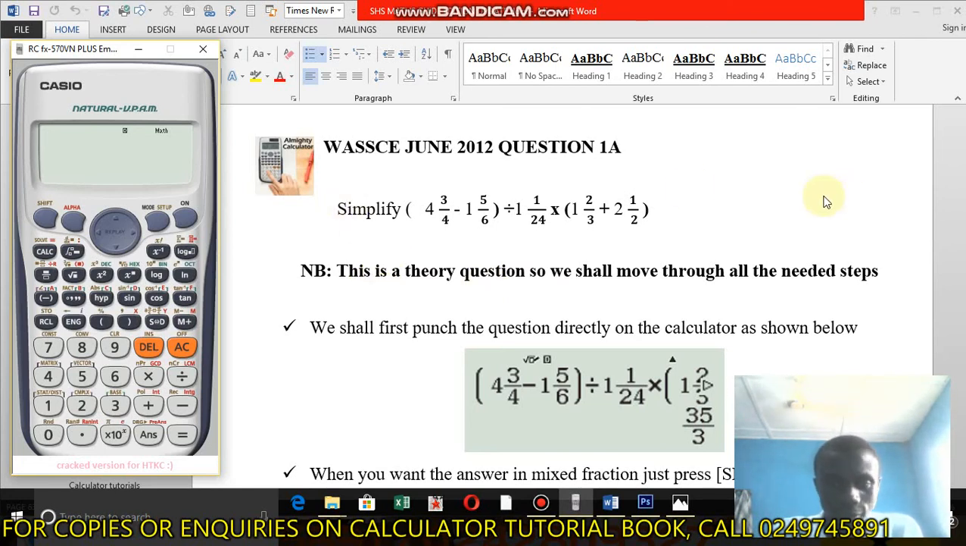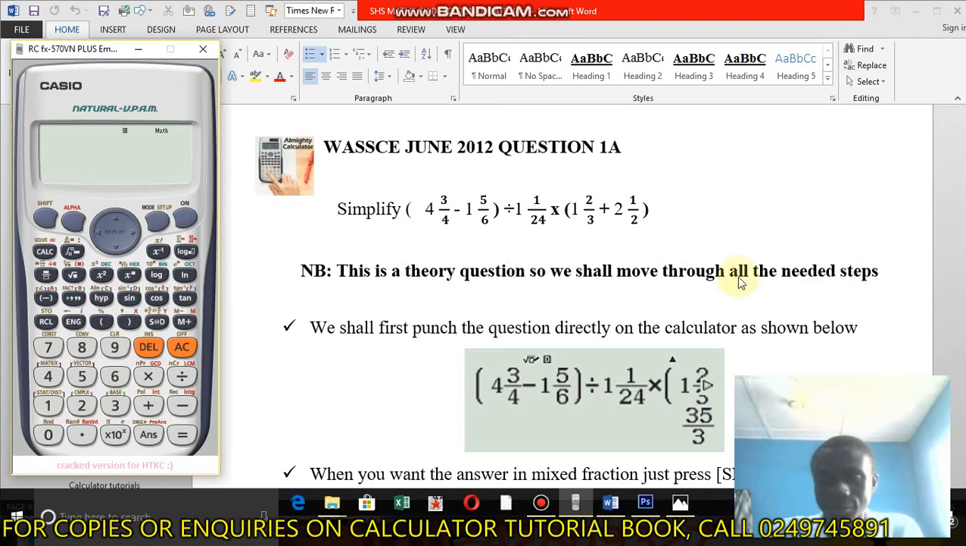So, this is a question. WASSCE June 2012, question 1A. This is a compulsory question, and when you get a compulsory question, you cannot run away from it. You have to answer, because when you refuse to answer, you are losing that maximum mark. Can you continue to lose the marks just like that? No. Even if you have no idea of converting mixed fractions to improper fractions and simplifying, the calculator can guide you through the steps, and you are going to land at the answer.